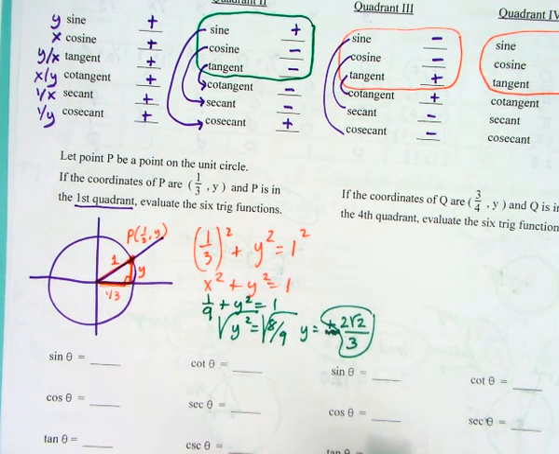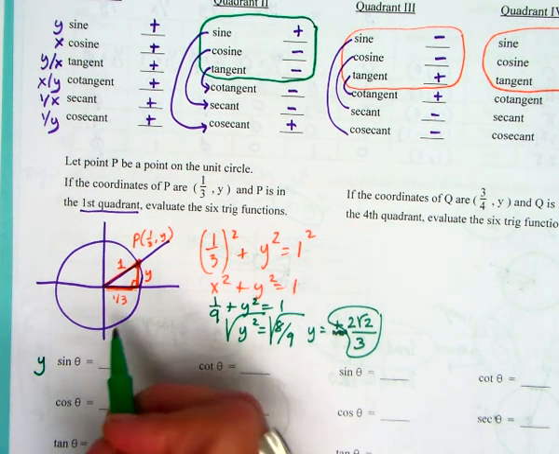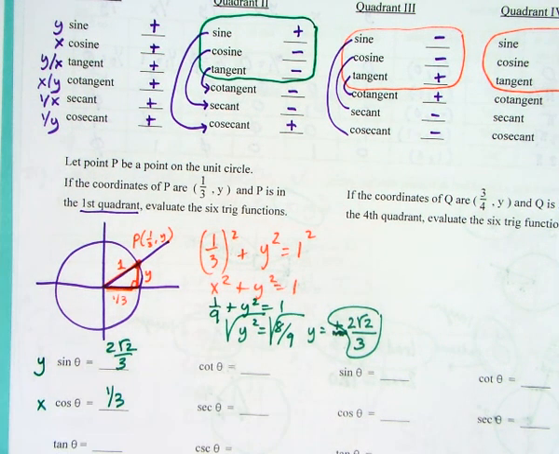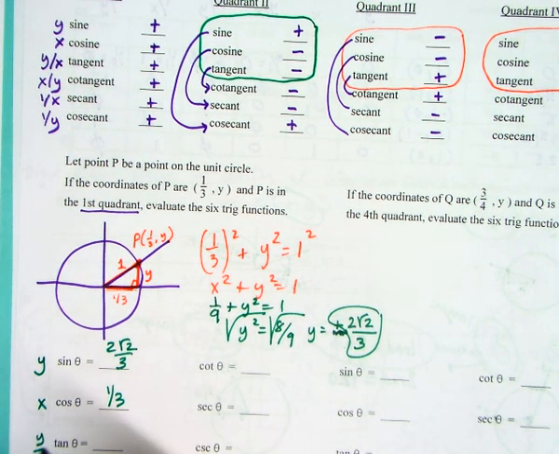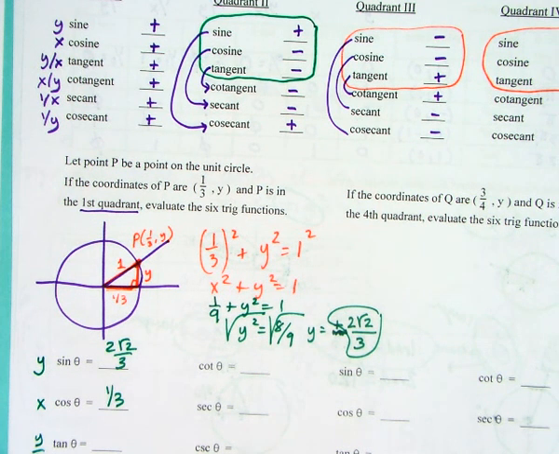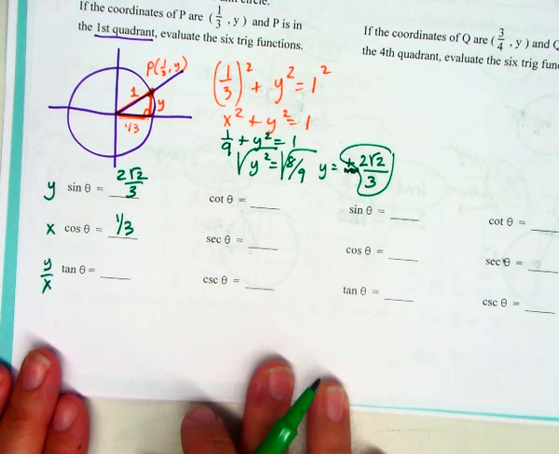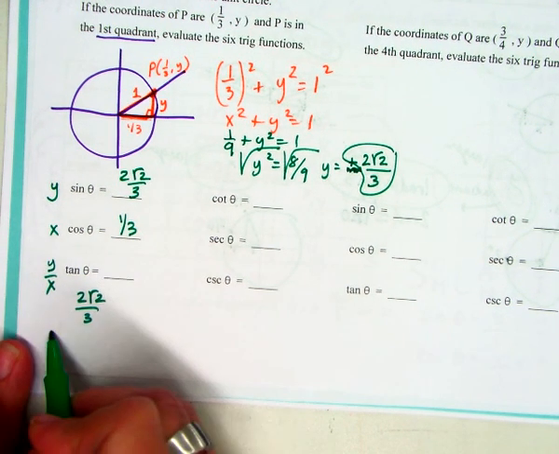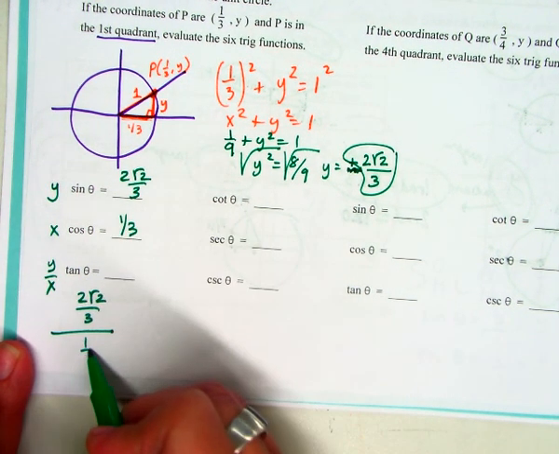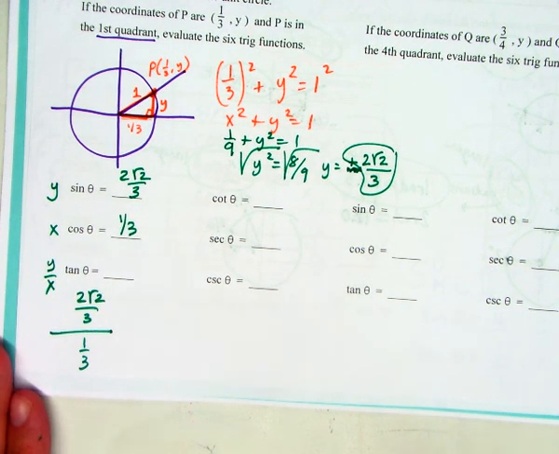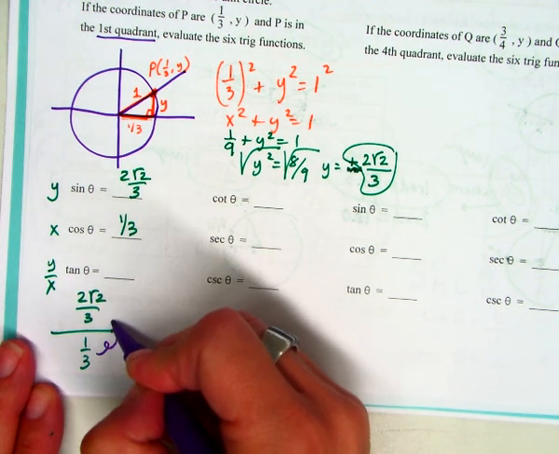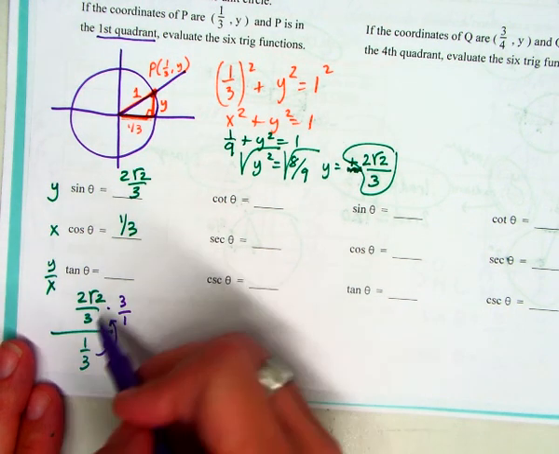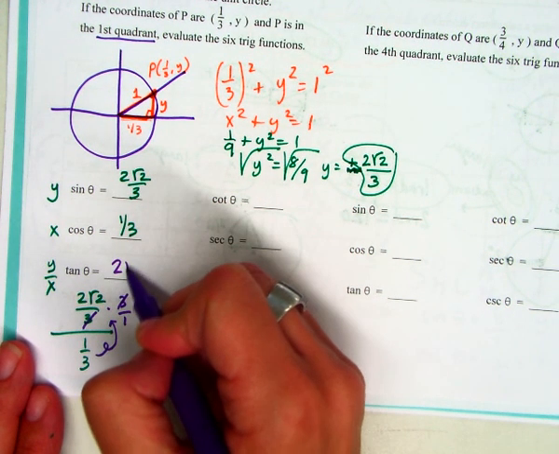All right, so now I can figure these out. Sine is y, so that's what I just found. Cosine is x. Well, they gave that to us in the problem. That was 1/3. Tangent is y over x. I got to do a little work here. I got to take y, which was this big guy, 2√2 over 3, and divide it by x, which was 1/3. It's a little complex fraction, which means I can multiply by the reciprocal. They cancel. So tangent would be 2√2.